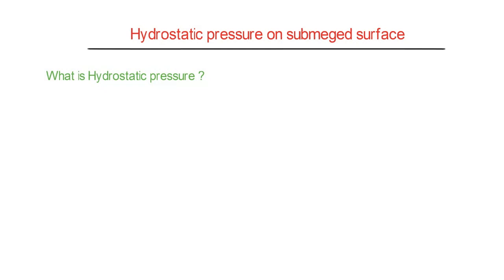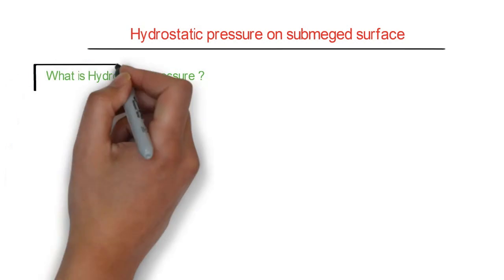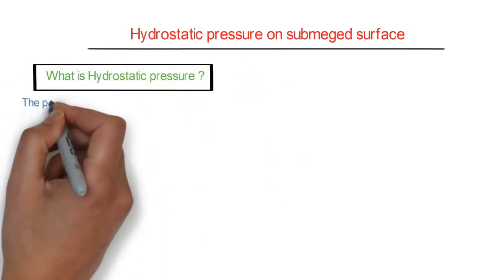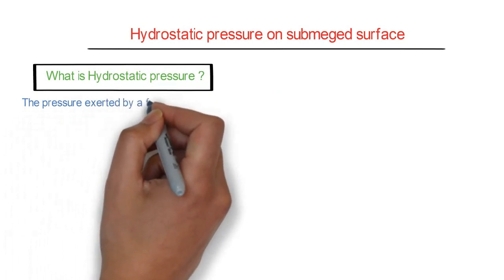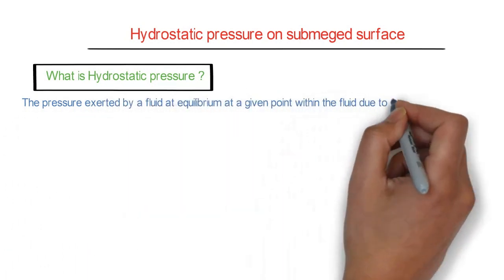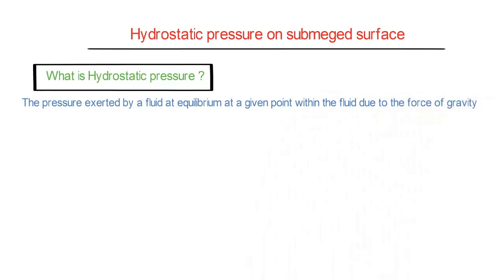Hydrostatic pressure is defined as the pressure exerted by the fluid at equilibrium at a given point within the fluid, due to the force of gravity, or due to the weight or specific weight of the fluid. And here we said equilibrium. Why did we say equilibrium? We said equilibrium because here we're talking about hydrostatic pressure. No external forces, no moving, so the fluid is stationary. This is the reason why we said in equilibrium position.